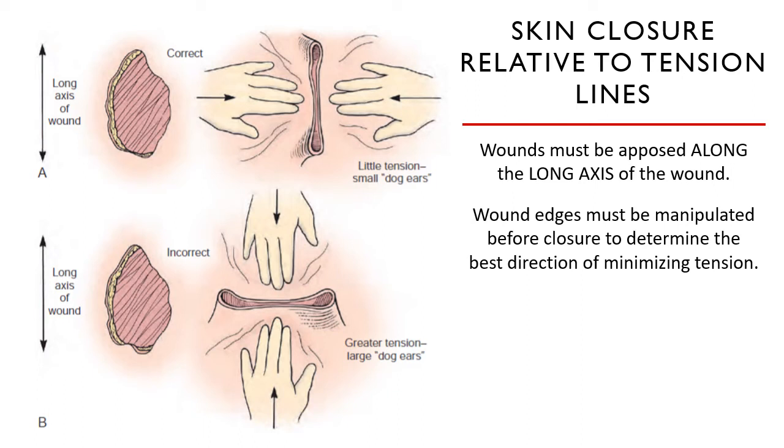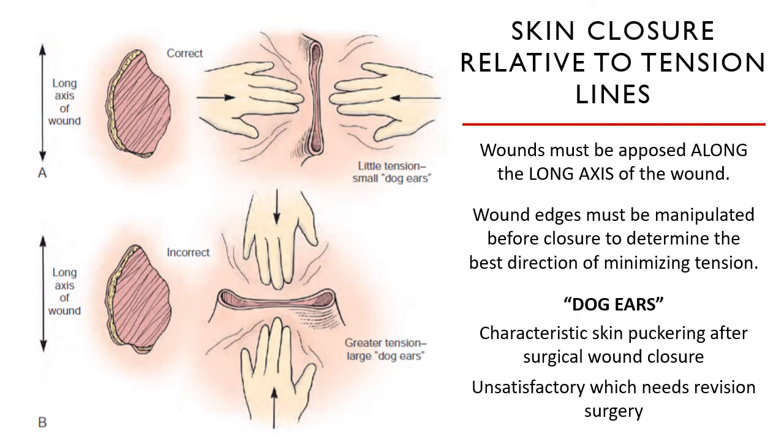When wounds are closed with high tension, skin on both ends of the wound tends to pucker or curl outward, as you can see in these images. We call this skin puckering dog ears. Dog ears happen more commonly in patients with thick skin. Most would resolve or flatten without excision, but some methods are devised to fix these defects, especially if the dog ears are too big.